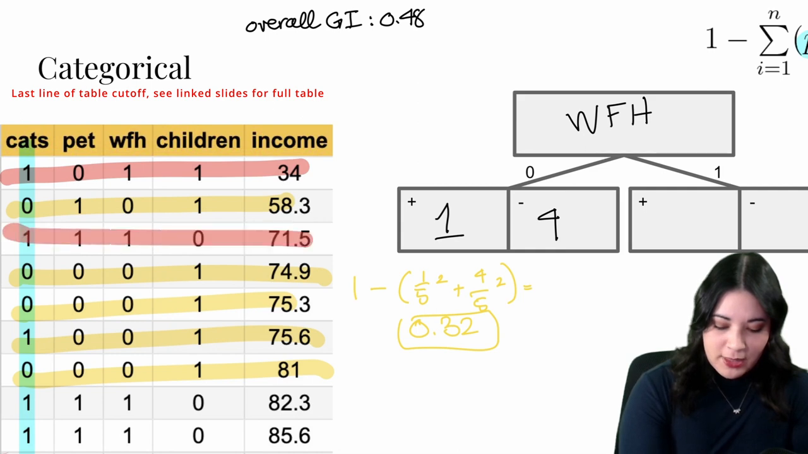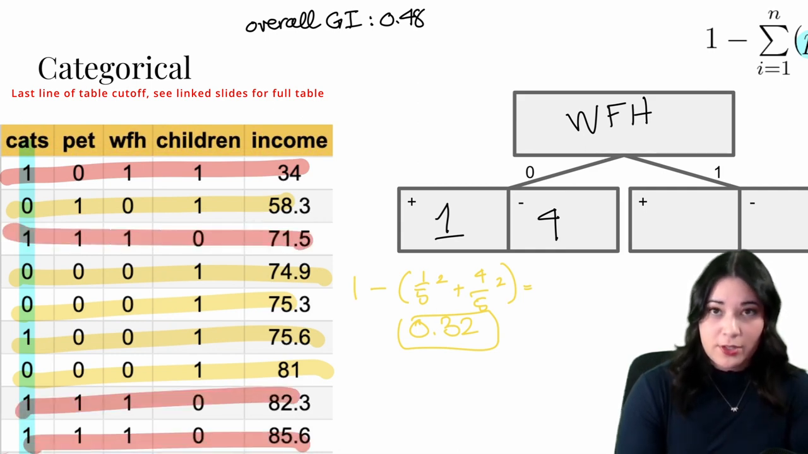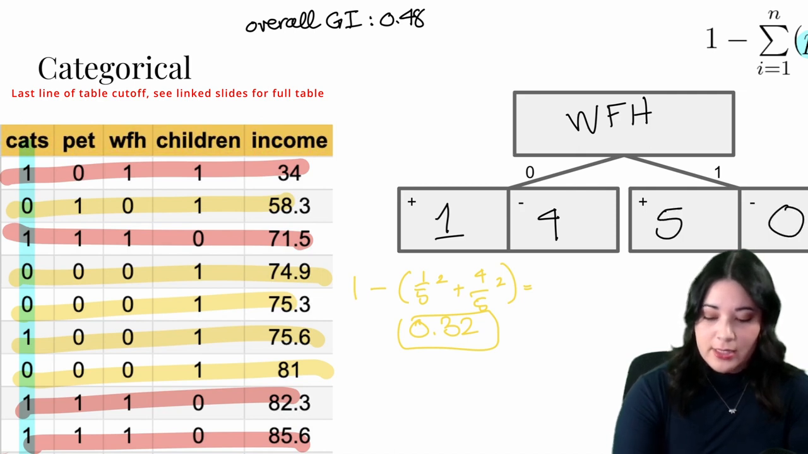Now let's move on to people who do work from home. That would be this person, this person, this person, this person, and this person. For these people, all of them have cats. So we have 5 cats, 0 with no cat.